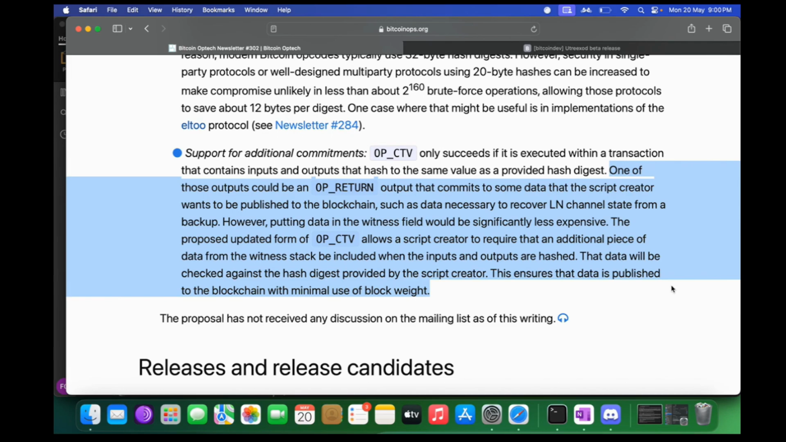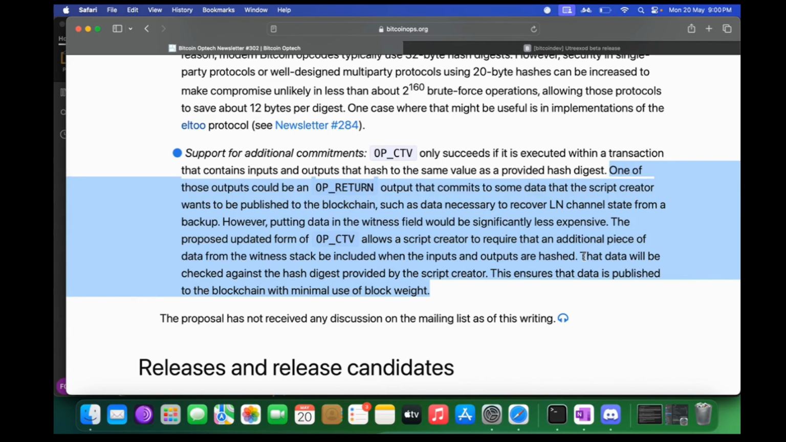How is that possible? One of those outputs could be an OP_RETURN output that commits to some data that the script creator wants to publish to the blockchain, such as data necessary to recover Lightning channel state from backup. However, putting data in the witness field would be significantly less expensive. The proposed updated form of OP_CTV allows the script creator to require that an additional piece of data from the witness stack be included when the inputs and outputs are hashed. So let's say the OP_CTV hash is 20 bytes, like we discussed.